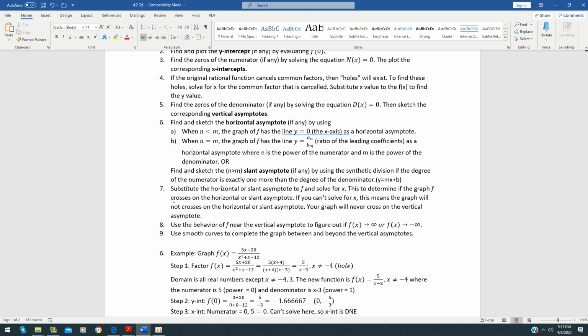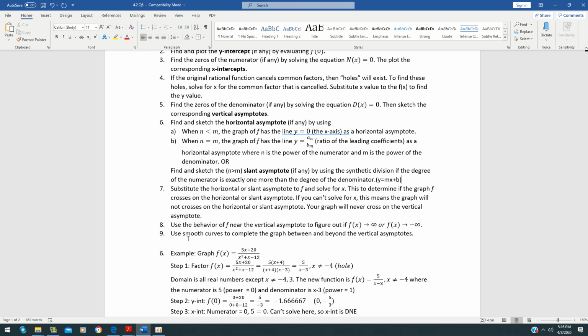This is step 7. Step 8, we do the behavior of f near the vertical asymptote, whether f of x goes to infinity or f of x goes to negative infinity. This is what I just explained to you guys in the previous video, which is 4.1 question 1, about the behavior of f. So if you haven't watched that video, please go and watch it. How do we figure out this behavior?